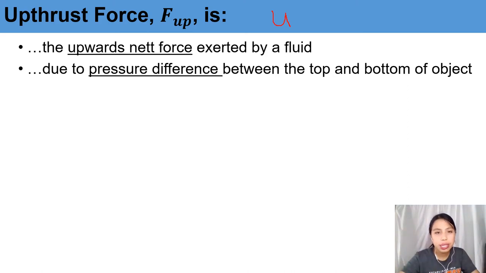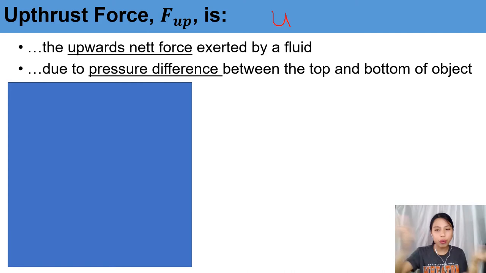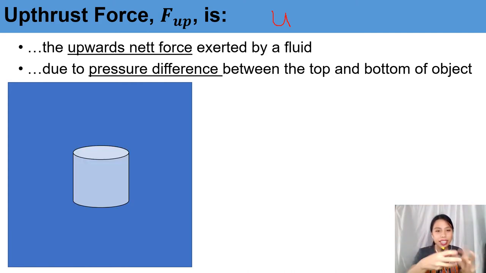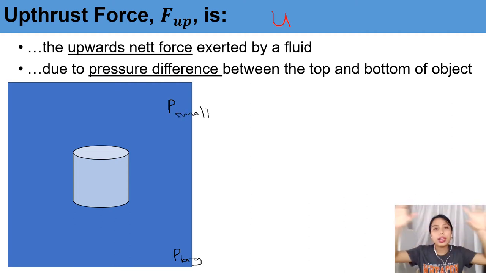What does this mean? Here we have the tank of water. Imagine the little container in the middle of the tank. So as we looked at in the previous video, because of the pressure difference, let me make some notes. So the pressure here is kind of small. Pressure down here is pretty big. Because the deeper you go, the more water on top is there to squash on you. So it's a bigger pressure exerted at that level.